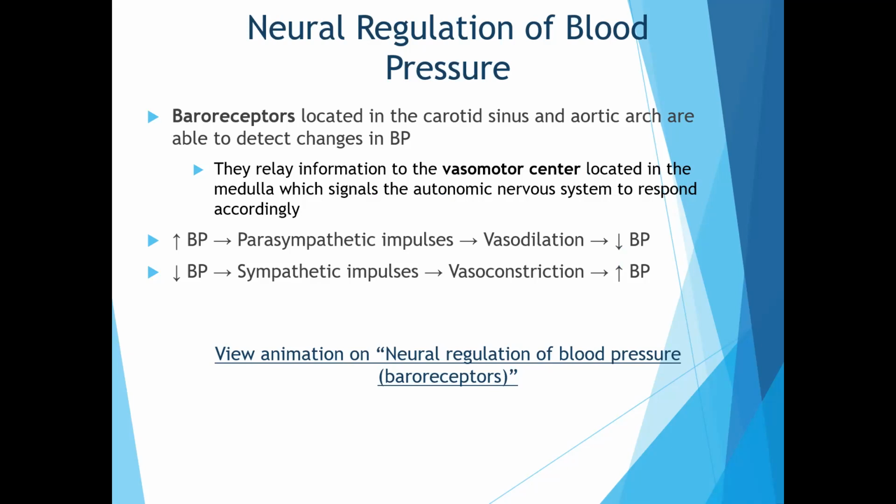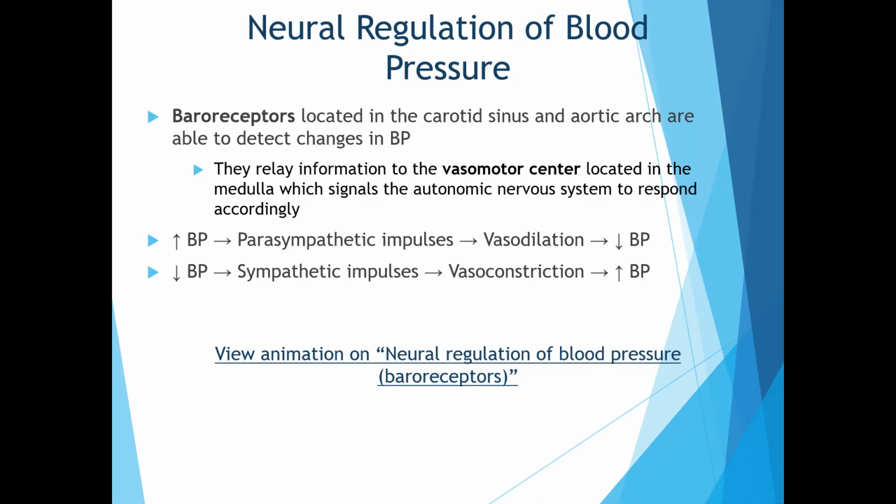So with an increase in blood pressure, we're going to get parasympathetic impulses. Remember, that's our calming system. We'll get vasodilation and a decrease in blood pressure. With a decrease in blood pressure, we get sympathetic impulses. That is our stimulant system. It's going to cause the muscles to constrict, and that's going to increase our blood pressure.